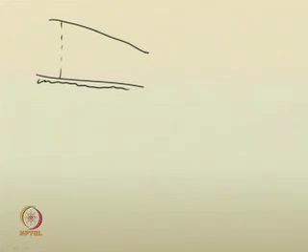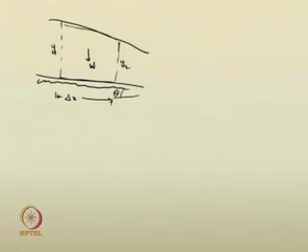So, if I take the control volume like this, here the depth of flow is y1, here the depth of flow is y2. Let us suggest that the separation is del x. Then, in this case, let us consider that the weight of the liquid acts vertically down, and the bed slope angle is theta.